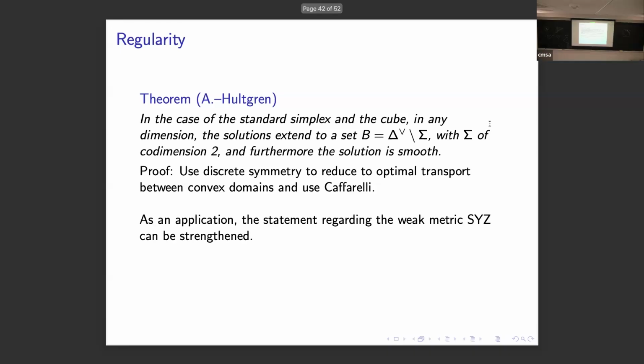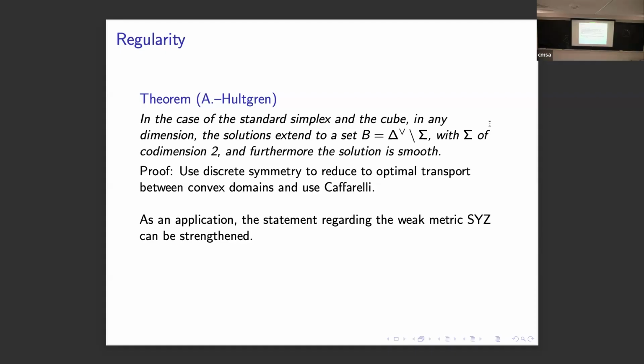Right. So one can sort of wonder, I posed these questions about the regularity, but what are they to be used for? So this has some applications also for the SYZ conjecture. So this simplex case corresponds to the Fermat family. We know this weak metric SYZ. But this sort of thing yields a slightly stronger version.